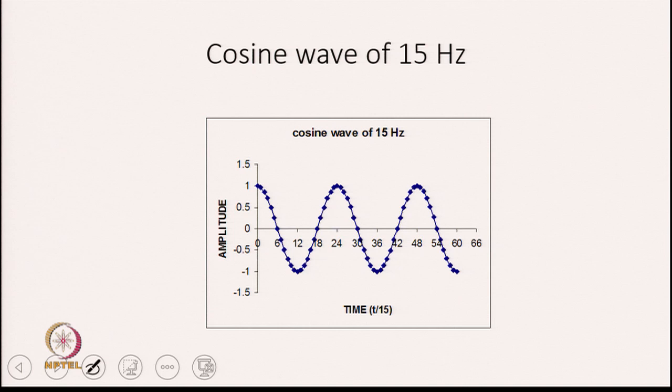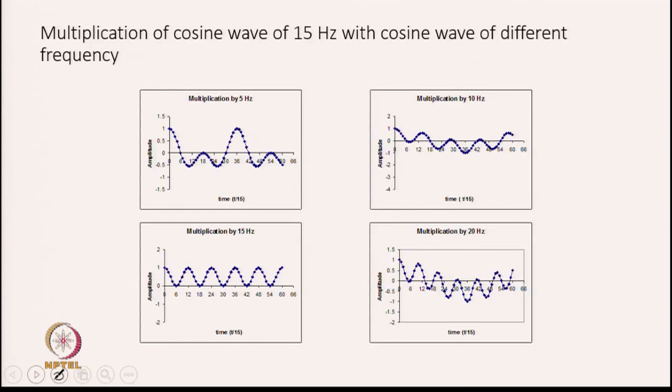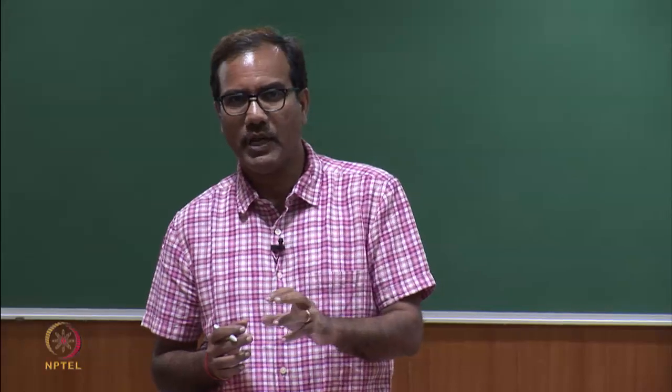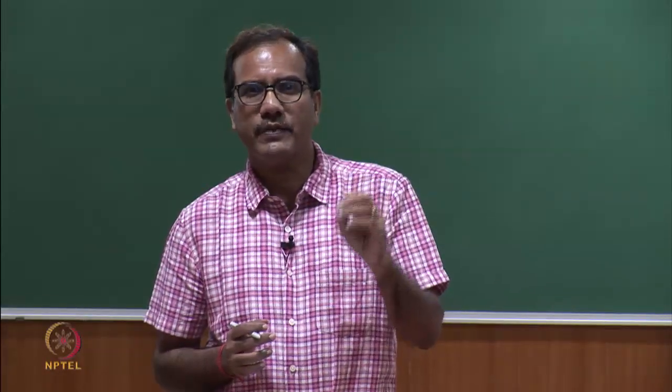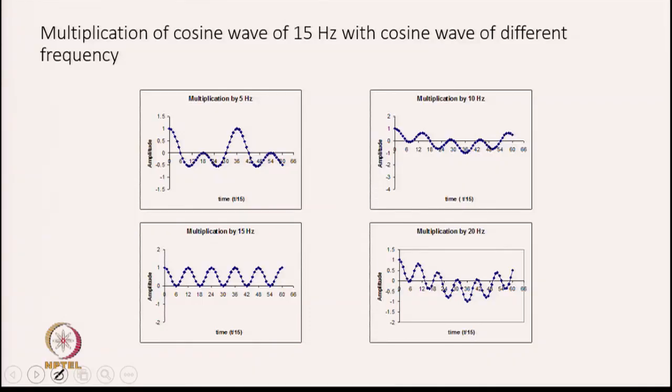So, this is your cosine wave of 15 hertz. This is the way your cosine wave of 15 hertz looks. Here is your amplitude and there is time, and sometimes it is at higher amplitude, then it will go to 0, then negative amplitude, and this is the way its amplitude changes with time. Now, think of if I multiply this cosine wave of 15 hertz by cosine waves of different frequency, how should this look?